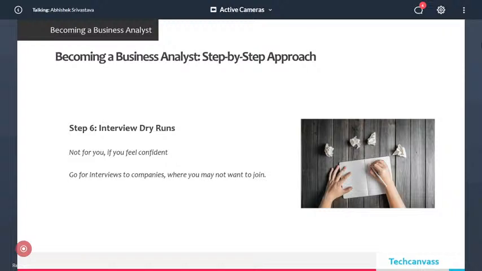Okay. There's another case which people have, that they have a gap, mostly females. You have taken a break because of family reasons. You decided to take a break. Now you want to come back to the industry. What will you do?